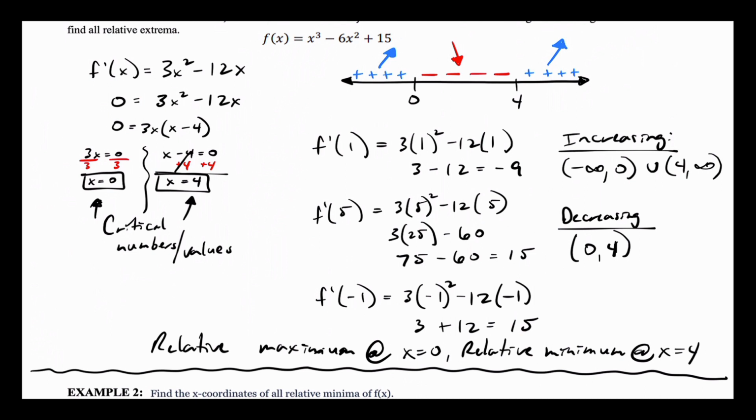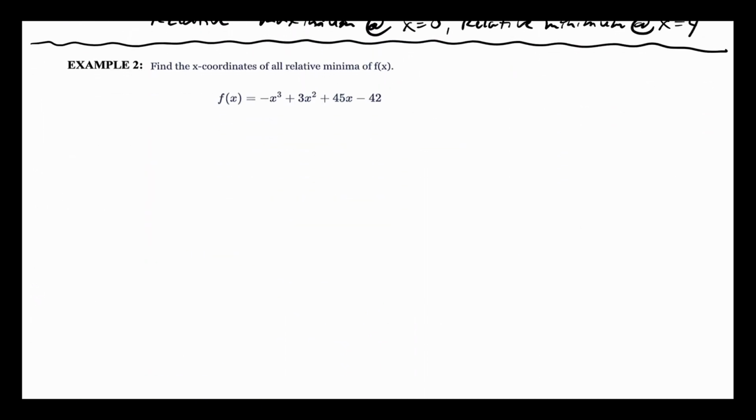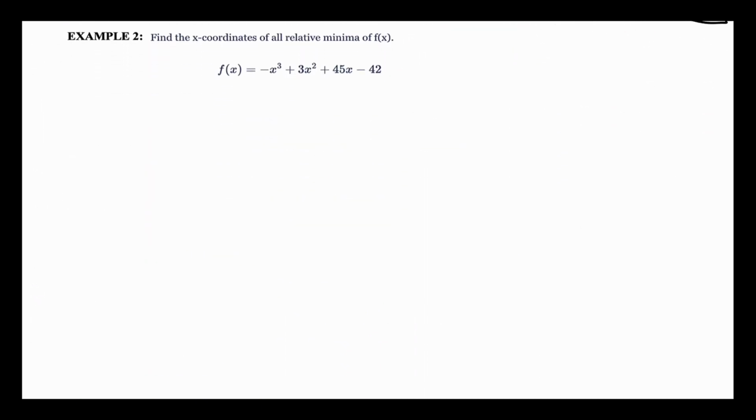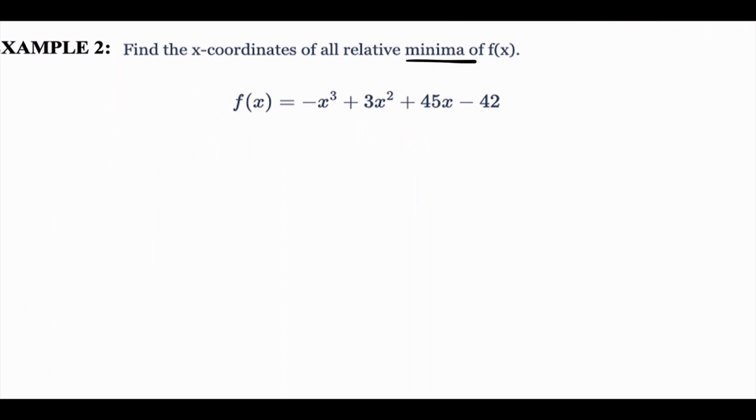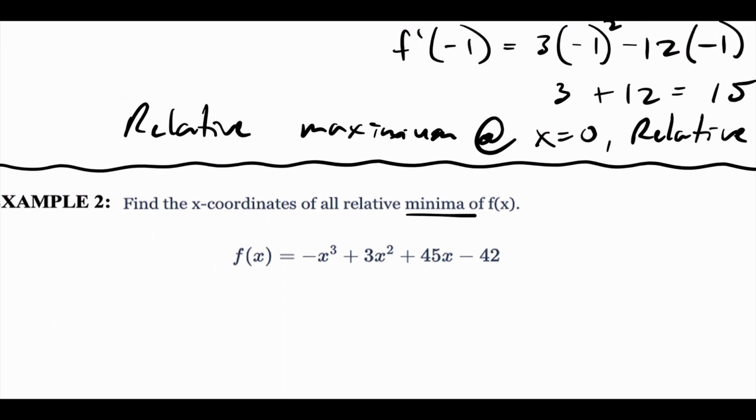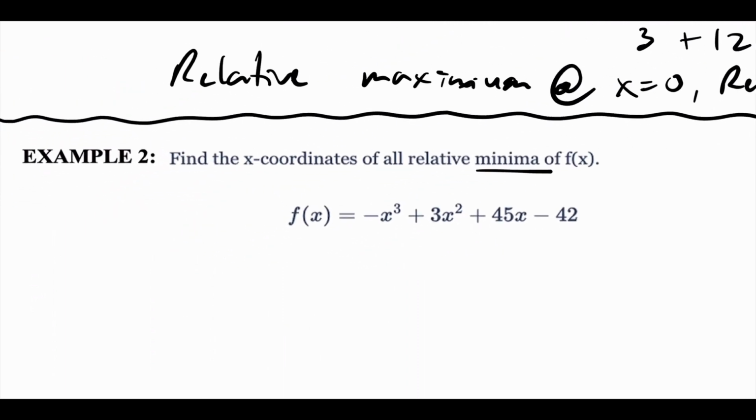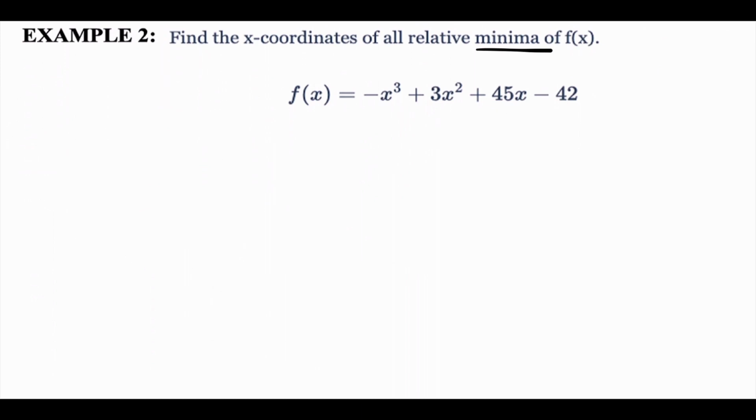All right, let's look at example number 2 now. So this one, we don't have to find as much stuff. We just have to figure out where the relative minima are. Minima is the plural of minimum. So sometimes there might be more than one minimum. We only had one maximum and one minimum on the last one. But sometimes you'll have more than one maximum or more than one minimum. So that's why they said minima.